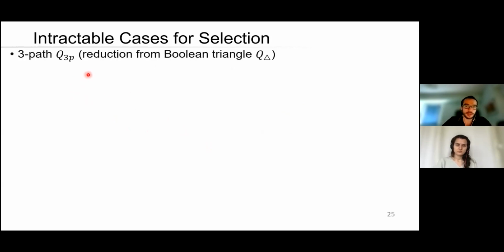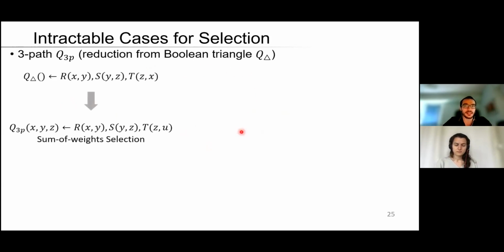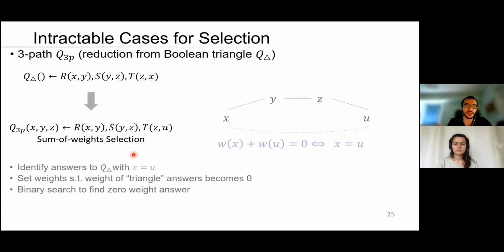For the intractable cases, there are multiple cases. One of them is the three-path query, where we use a reduction from the Boolean triangle. The query answers to the three-path query are a superset of the answers to the triangle, so we want to identify the ones that also satisfy the triangle. The way we do that is by assigning appropriate weights, such that whenever the weight of a query answer is equal to 0, then the endpoints of the path become equal and the triangle closes.